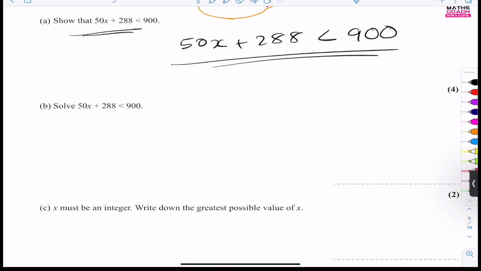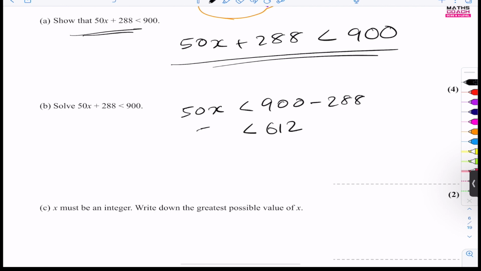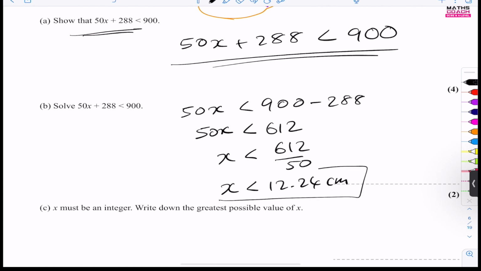So to solve this, we need to imagine this is an equal sign and just deal with it like that. So we'll still write an inequality, but we'll treat it as though we are doing a linear equation. So that's 50x. Take the 288 to the other side. So you do 900, take away 288, and that gives us 612, so 50x, and then we divide by 50 both sides. So 612 divided by 50, and that gives us x is less than, put that in your calculator, you get 12.24 centimeters. So the range of values for x is less than 12.24 centimeters.